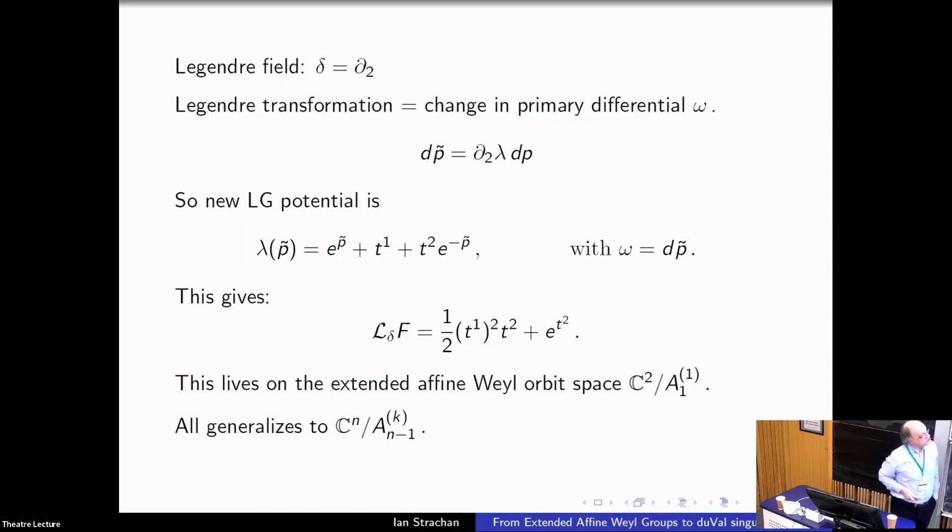So if you change your primitive form, you get a new, or the same, depending on your point of view, Landau-Ginzburg potential, which is the one which, with the correct residue formulas, just gives you the extended affine Weyl orbit space. And all this generalizes to an arbitrary A_n case. You just start having higher powers in front here, both higher positive powers and negative powers.